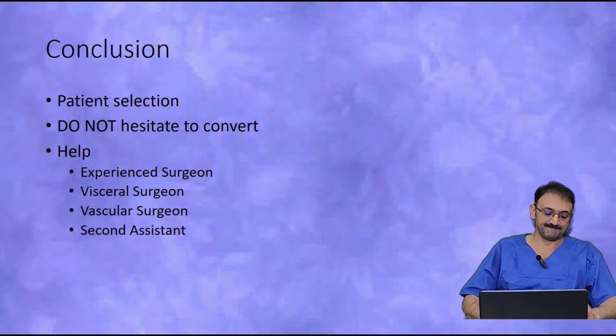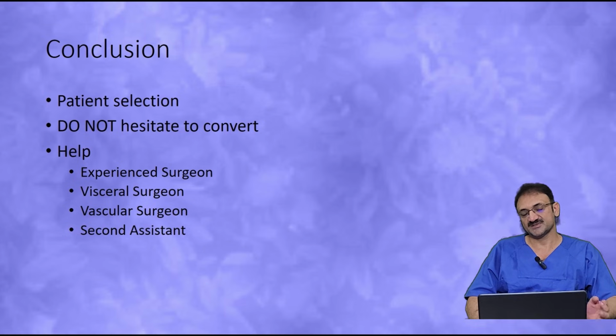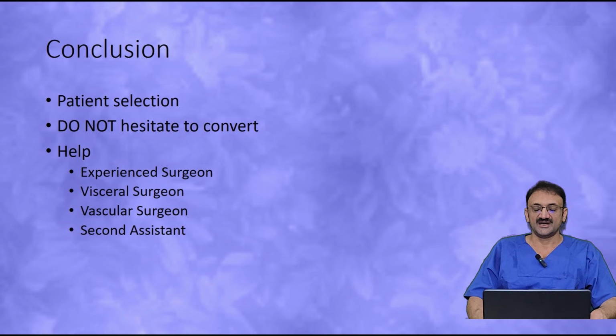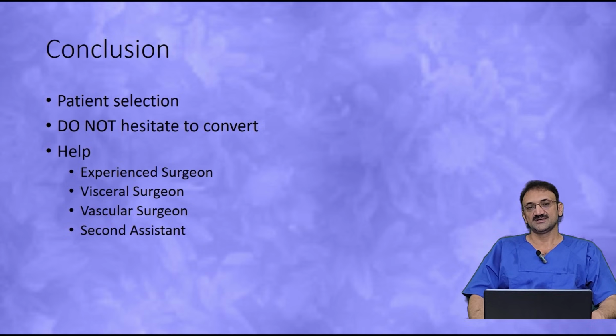So the conclusion is, you must leave your ego outside the operating theater, and you should be really vigilant in the patient selection. Patients with small abdomens, really very thin, are more prone to develop complications, especially the vascular complications of the first port. And the second thing is that you should not hesitate to convert. Remember, conversion in minimal access surgery is not a failure. You must always seek help of an experienced surgeon, help of a visceral surgeon, help of a vascular surgeon, and you must always take into consideration the help of a second assistant.